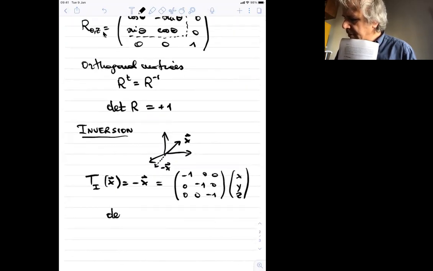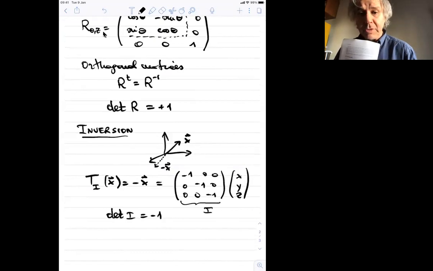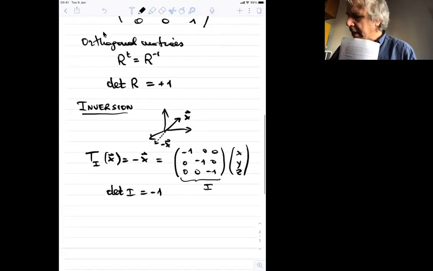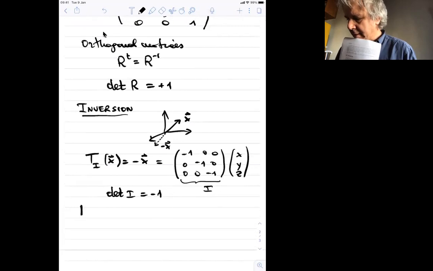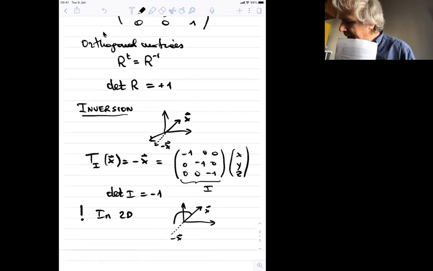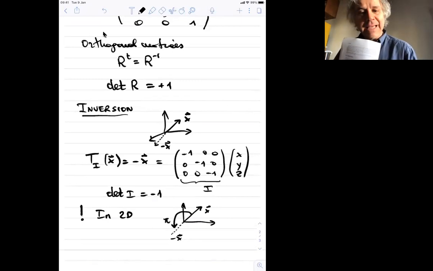What is the determinant of this matrix that I might call whatever, I? The determinant of I is equal to -1. Notice, product of 3 minus 1. In 2 dimensions, by the way, it would be different. In 2D, I would have a determinant +1, but notice that if you work purely on the plane, and I have some vector x, and I give you -x, then that's totally equivalent to a rotation by pi. So in 2D, in fact, inversion is totally identical to a rotation by pi around the axis out of the plane. So what I told you here is in fact restricted to 3D.